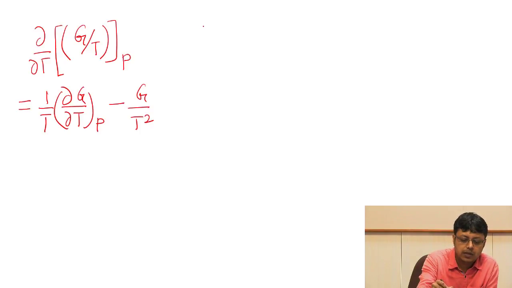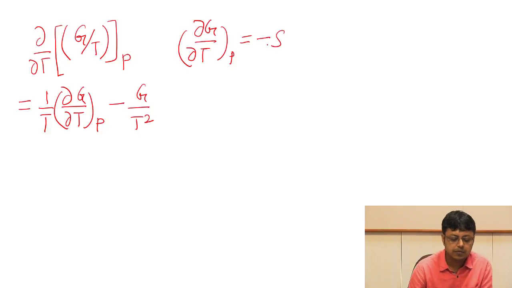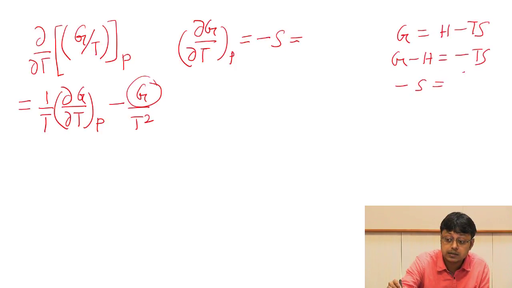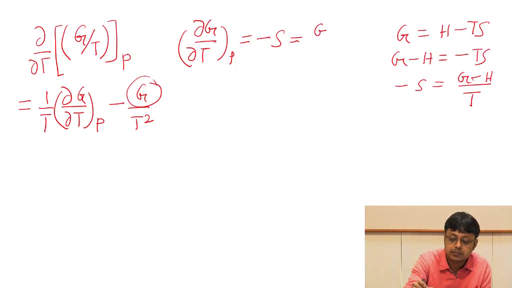Now we already showed that del G del T at constant P is nothing but minus S. But if we use minus S here, we will not get a very useful relationship because G is sitting here. So we can write minus S again in terms of G. From the definition, G is H minus TS. So G minus H is minus TS, so minus S is G minus H divided by T.